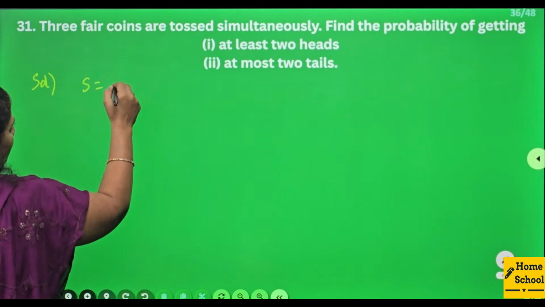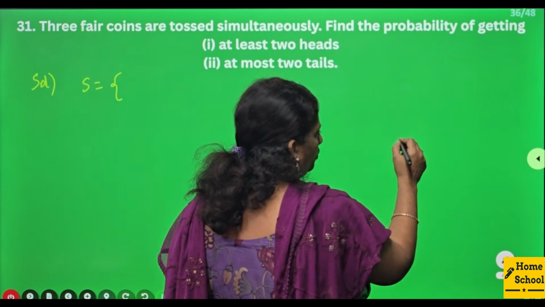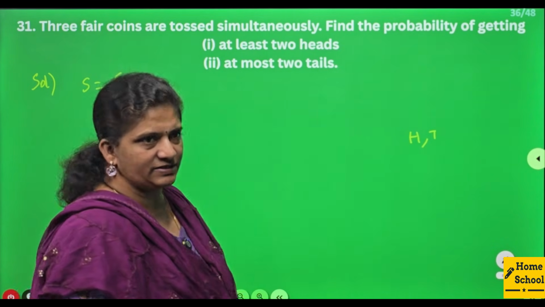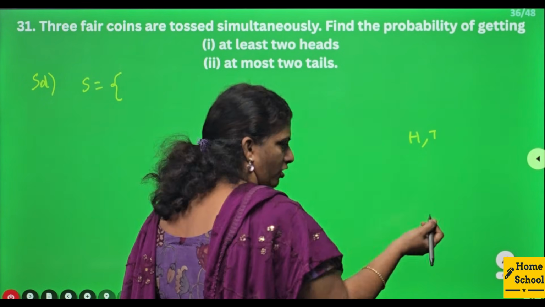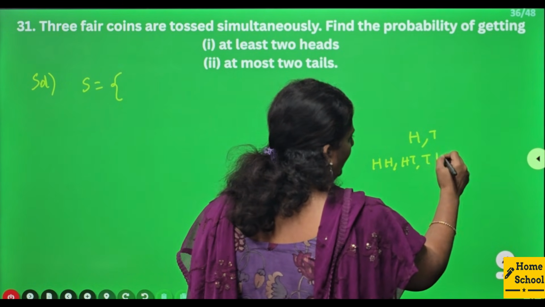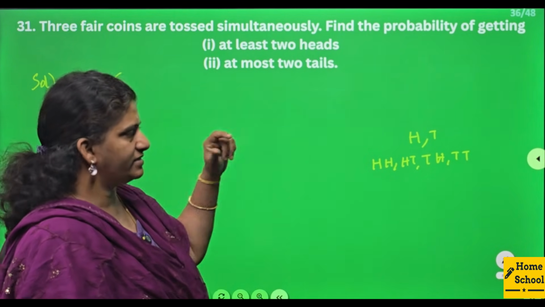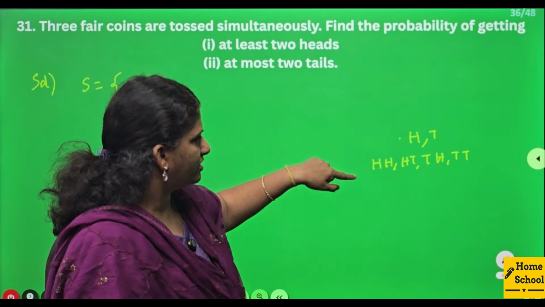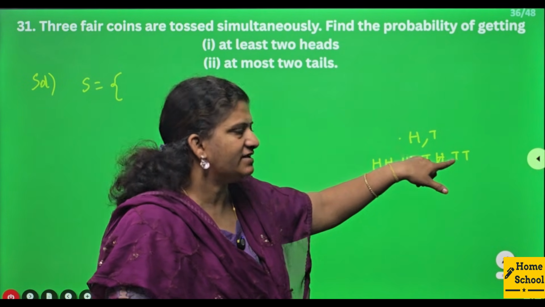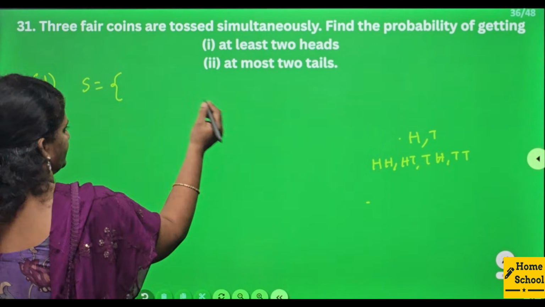Some people may forget how to write the sample space for 3 coins, so I'll say a very easy technique. If you toss 1 coin, you will have heads or tails as the sample space. Suppose if you toss 2 coins at a time: head head, head tail, tail head, tail tail, right? Now using this we'll write 3 coins. Observe here, first starting with H for all the 4 terms, right? Starting H: H H H, H H T, H T H, H T T. Then with the T you start writing. That is only the 3 coin sample space.